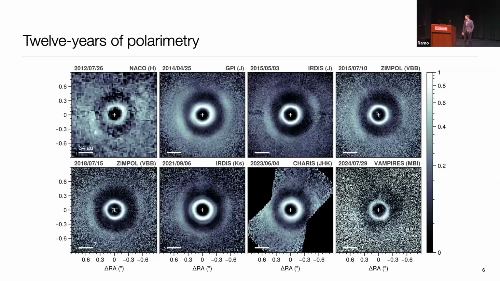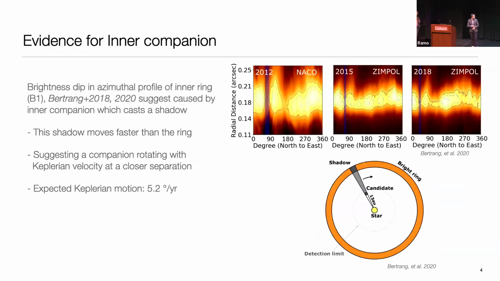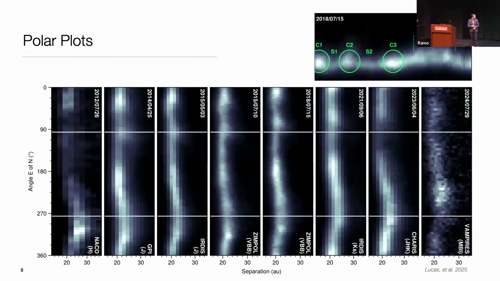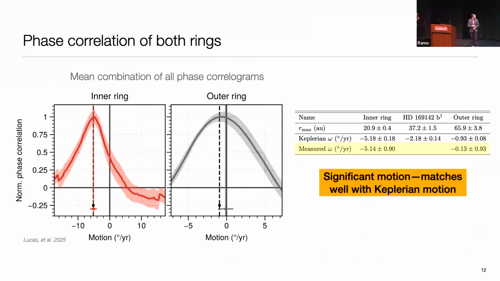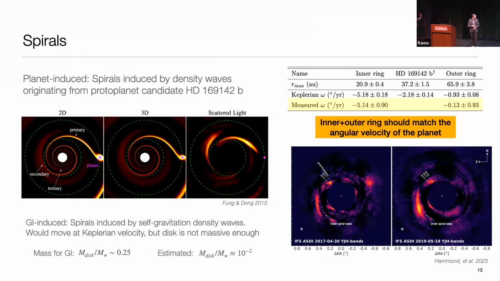I was interested, you mentioned you thought that some of the substructures you were seeing might be just PSF subtraction residuals. How does that compare to epoch or wavelength? Sorry, for folks online. My question was, you know, you mentioned that some of the substructures you thought might be PSF subtraction residuals, and how does that compare between wavelengths or epochs?